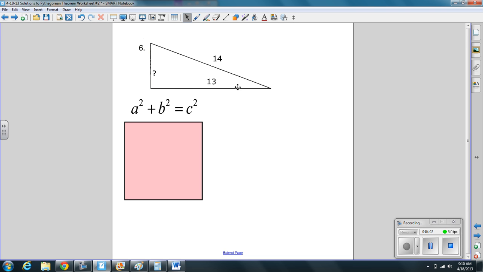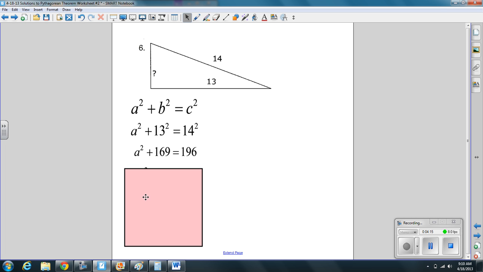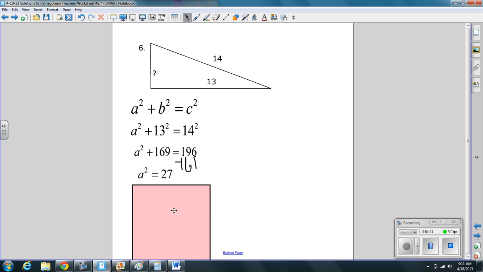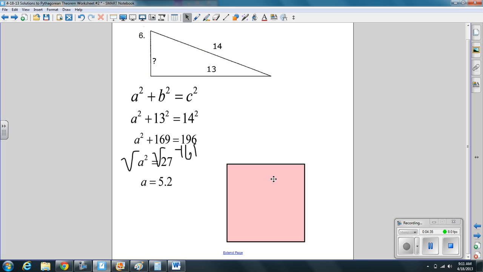Number 6, we know a leg and we know the hypotenuse. We are looking for the other leg. So a squared plus 13 squared is 14 squared. A squared plus 169 equals 196. Subtract 169 to both sides, and we get a squared is equal to 27. Rounding to the nearest tenth, take the square root of both sides. So the square root of a squared is a, and the square root of 27 is 5.2. Again, if you have questions, please raise your hand and we'll go over it.